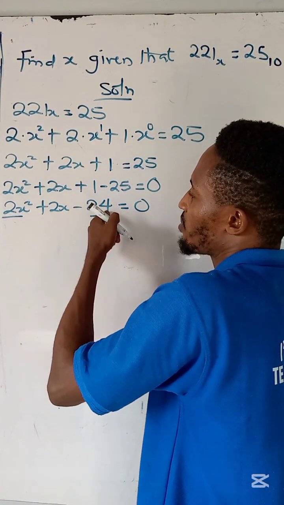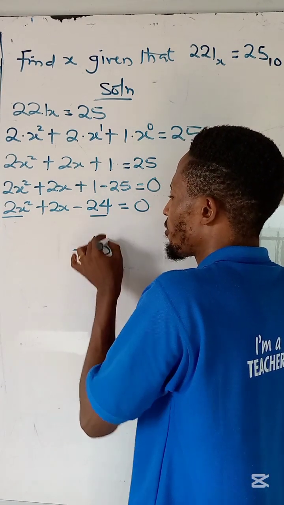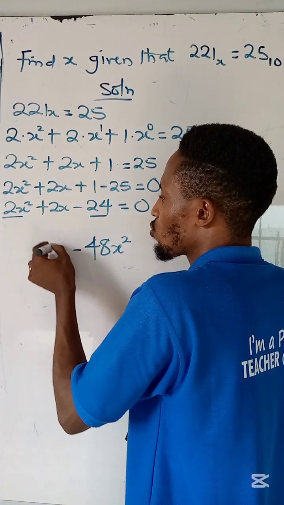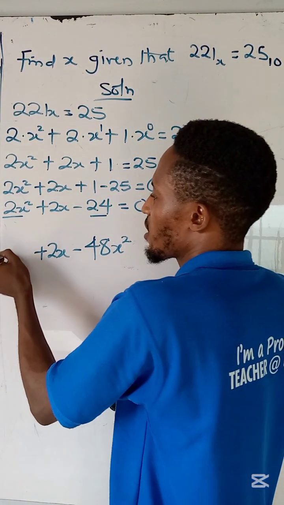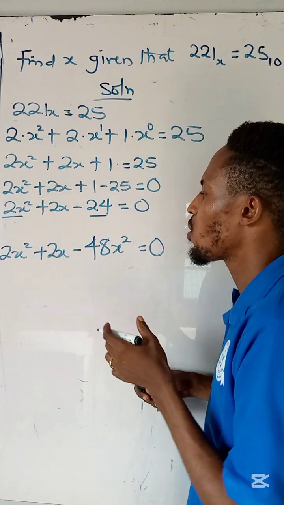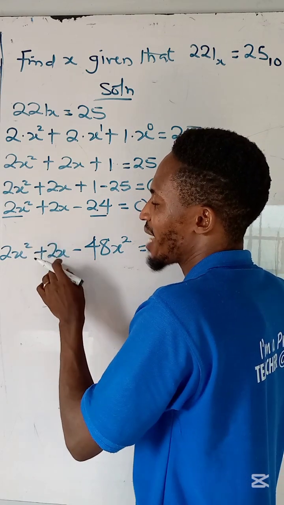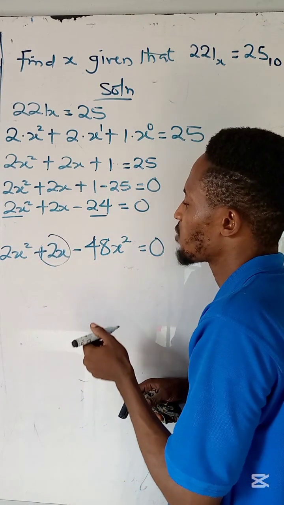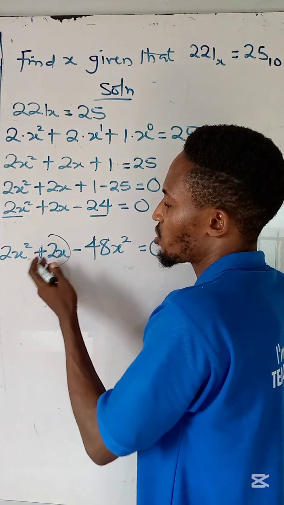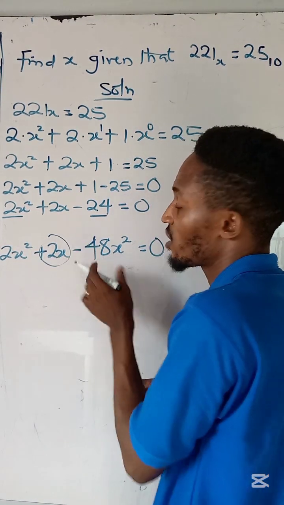So 2x squared times minus 24 gives me minus 48x squared. So I will still have my 2x here, and I still have this equal to 0. Now I want to figure out the two terms that when they are added together, we get this term, and when they are multiplied, their product will give us this. It is called the sum and product of roots.